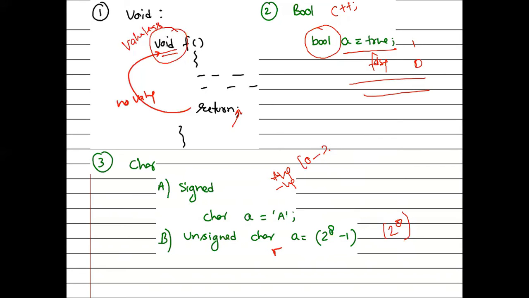The range would be 2 to the power 7 minus 1, right? And here the value would be minus 2 to the power 7 to 2 to the power 7 minus 1. Why is this there? Because we are counting from 0. Okay, the 0 is in the positive, the lowest positive integer.